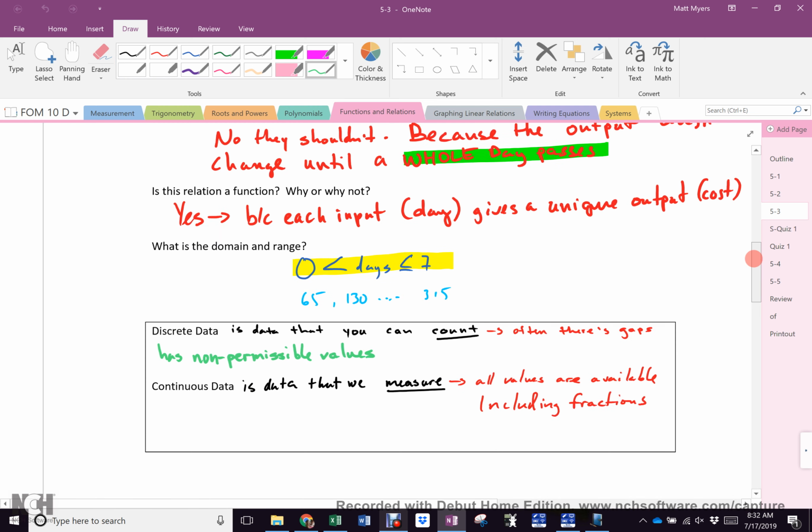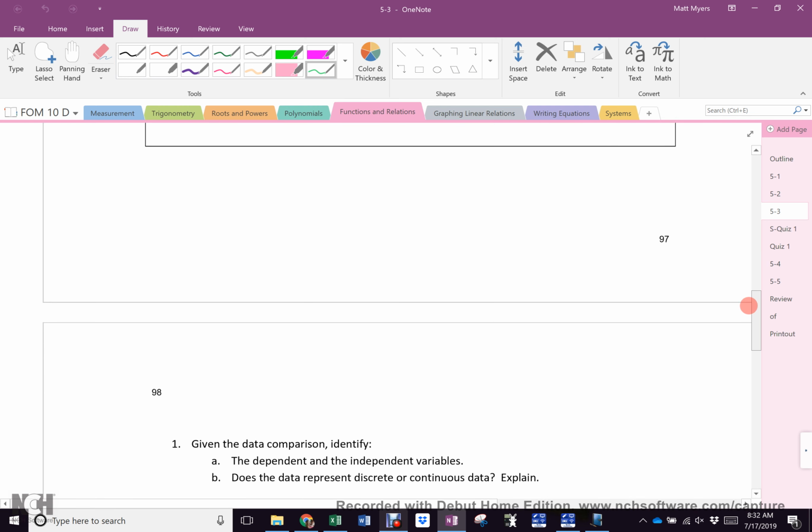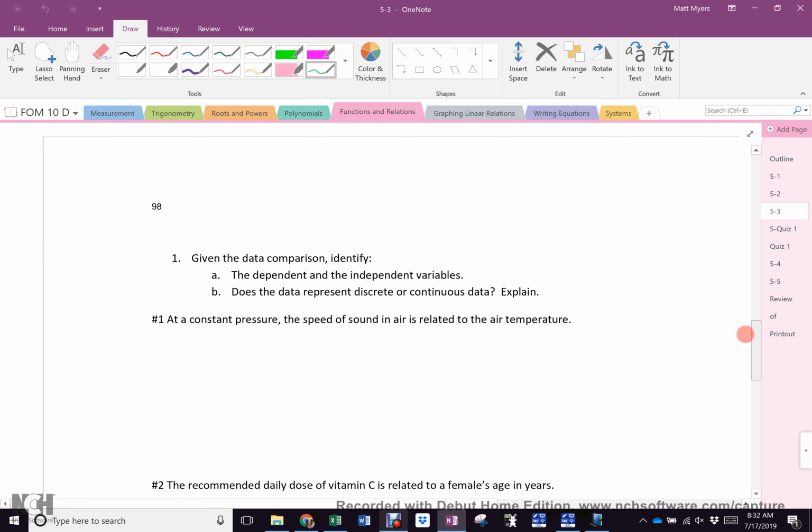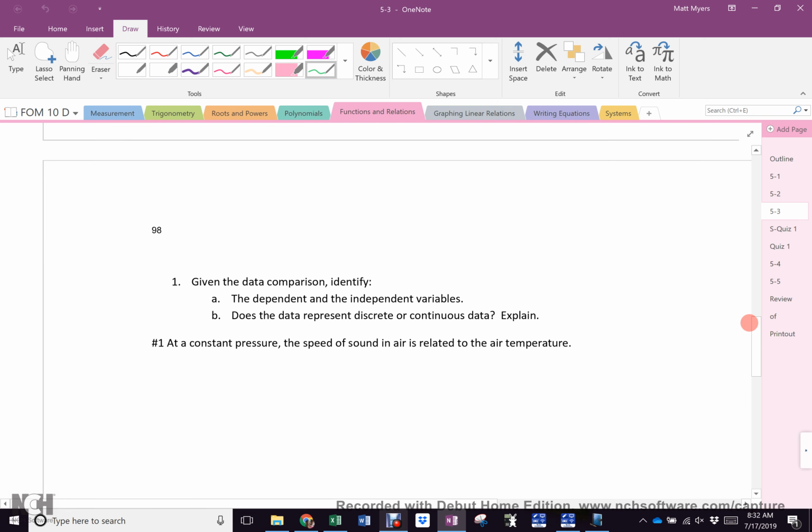All right. Let's see if you really are. Turn the page over. And let's do the first one. I want the IV, I want the DV, and I want if it's discrete or continuous, and I want why. Just do the first one to make sure you're doing it right. Talk with your neighbor for a moment if you need to.